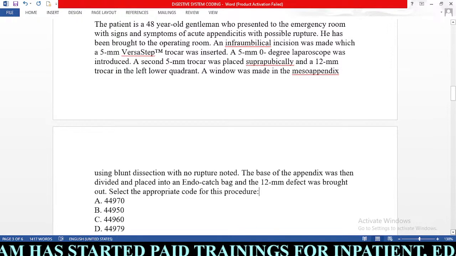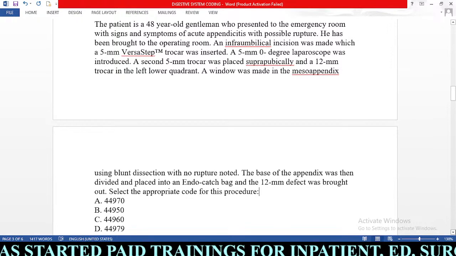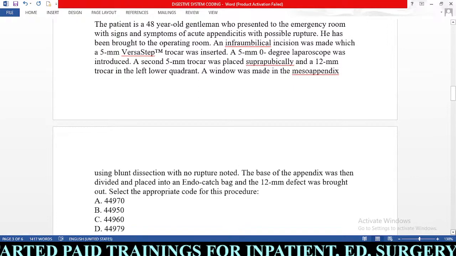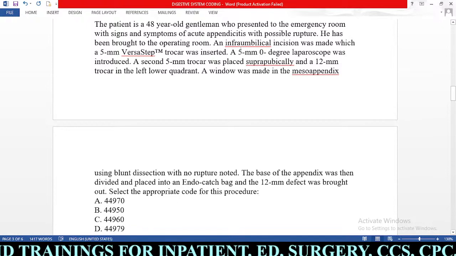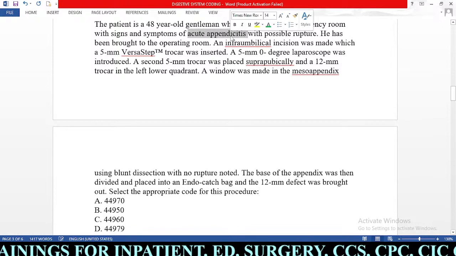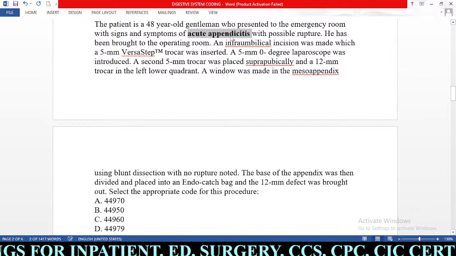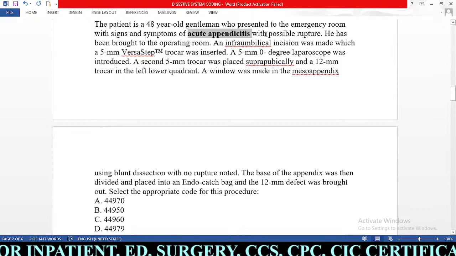Yeah, anyway, we got our answer. So we will discuss without wasting our time. Here also, same way. Your patient has acute appendicitis. So basically it is inflammation of the appendix with possible rupture.